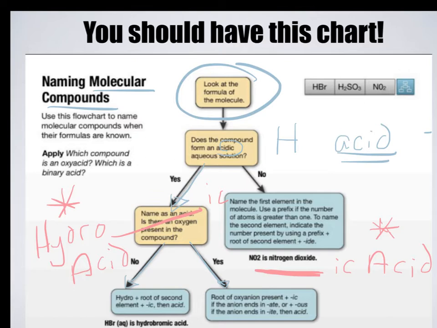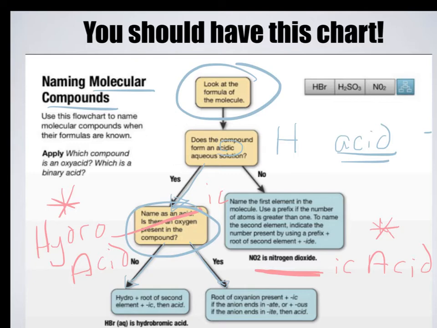Then we have to look and see, does this acid have an oxygen in it? If it doesn't, then we use hydro blank ic acid. If, on the other hand, it does have an oxygen, then we have to drop the ending of the ion and add ic acid to it. So that's what we're going to start off with. We're going to write the formulas and the names of various acids.